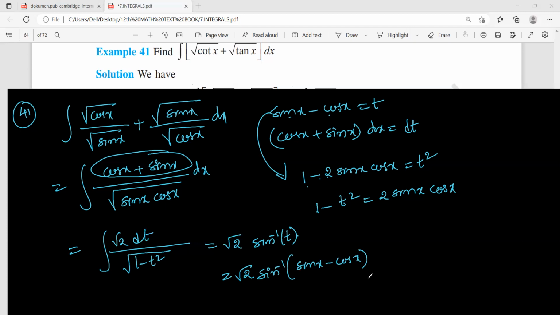But if you want, you can also do this. Root 2 into sin inverse of, here you can multiply and divide with root 2. So this is sin of 1 by root 2, 1 by root 2, sin x minus cos x, sin x cos pi by 4. So sin of x minus pi by 4. You get this also.